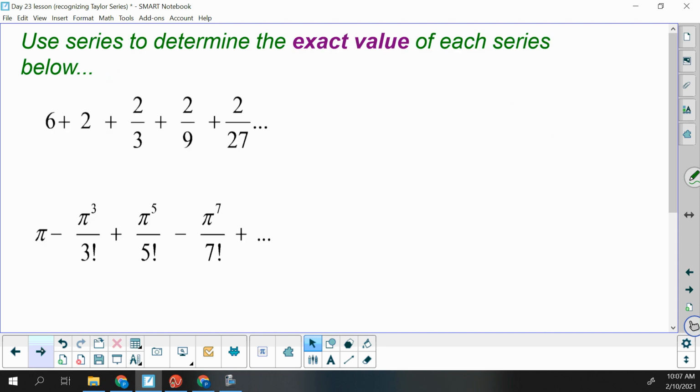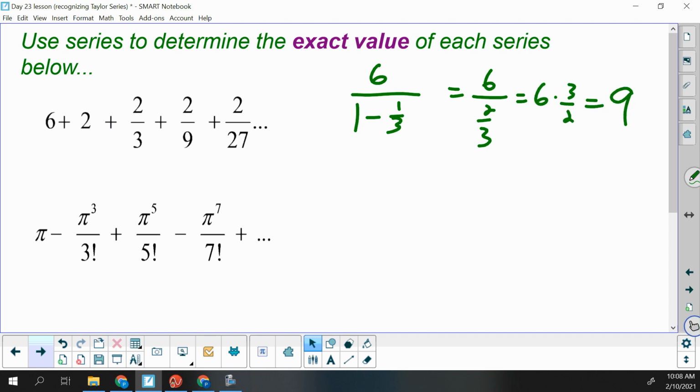Now, if we wanted to find the exact value of the series, we've basically got those functions, but with a specific value filled in. So in this case, we want to recognize we're multiplying by a third each time. So this is geometric. We're starting with 6. We've got 1 minus 1/3. So this will give us 6 over 2/3. That's really 6 times 3/2. So this should just add to 9.